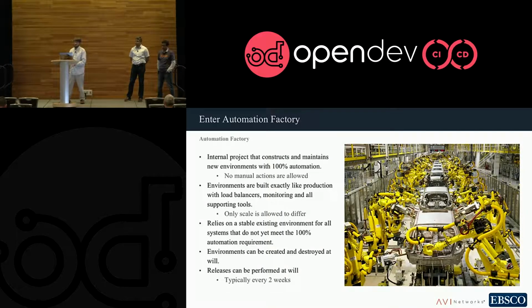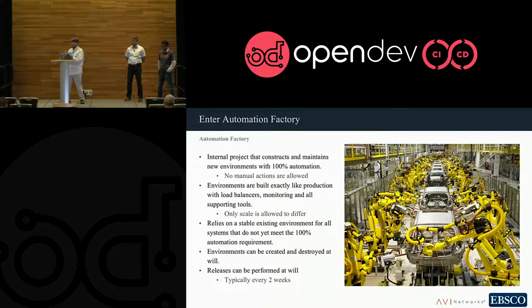It relies on an existing stable environment for anything that doesn't meet the 100% automation requirement, so we weren't overly optimistic that we'd be able to accomplish everything at once, so we kind of put a walled garden. We said, inside this area, everything's automated, and here's everything that isn't, and here's the way you point to it.